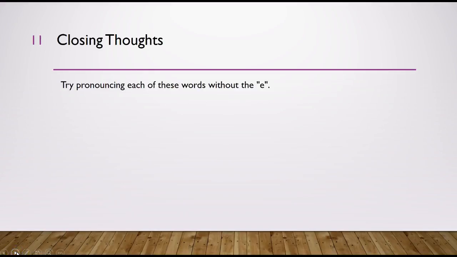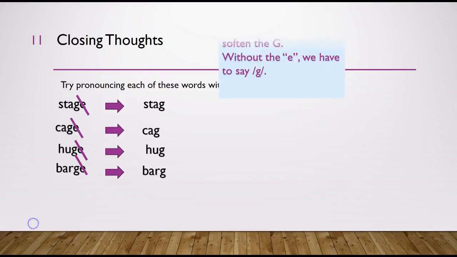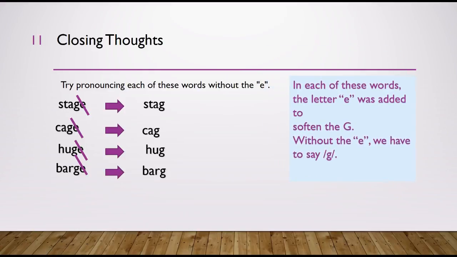Try pronouncing each of these words without the E. Stage would become stag. Cage would become cag. Huge would become hug. Barge would become barg. In each of these words, the letter E was added to soften the G. So without the E, we'd have to say the hard G sound.